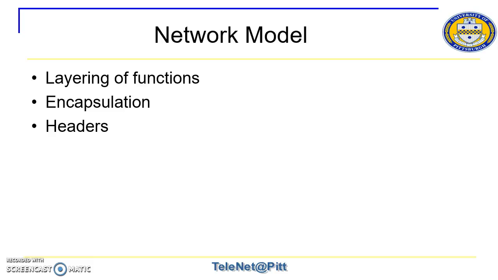Thus, we see that network models have layering of functions. Each layer appends protocol-specific headers to the data unit received from the previous layer. Each layer also strips the header while receiving data units from the lower layer.